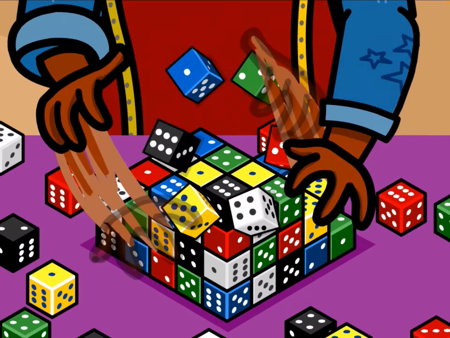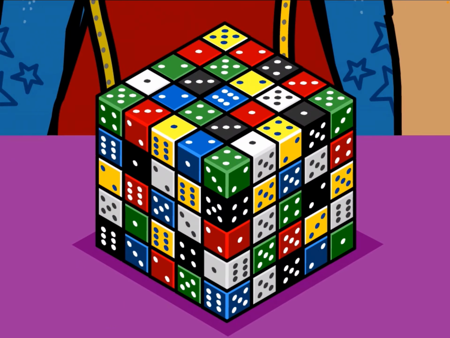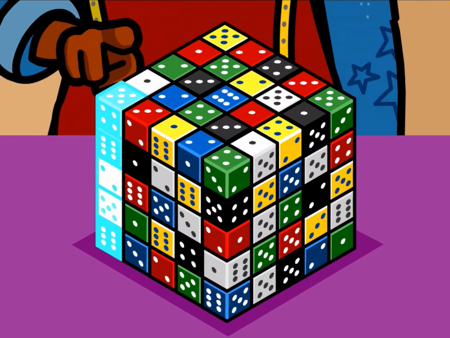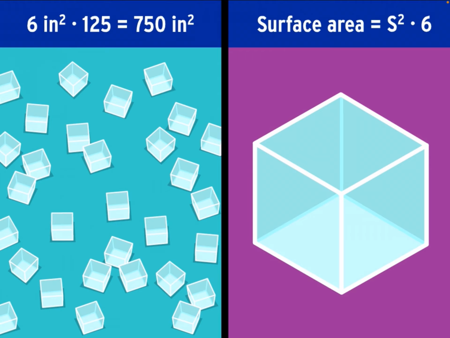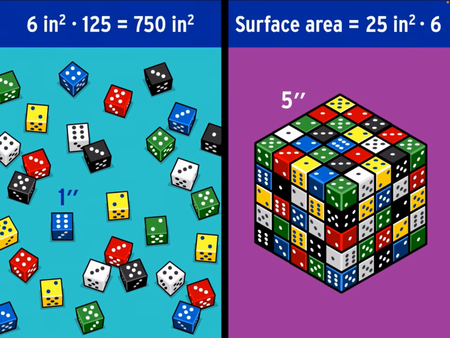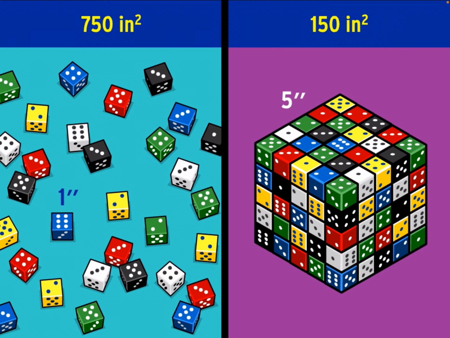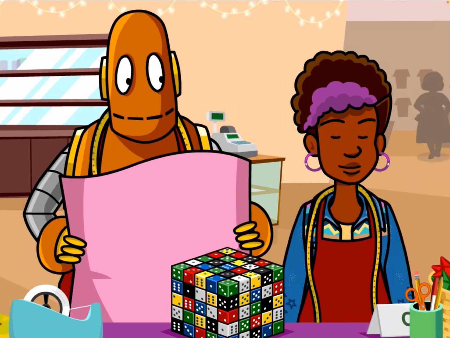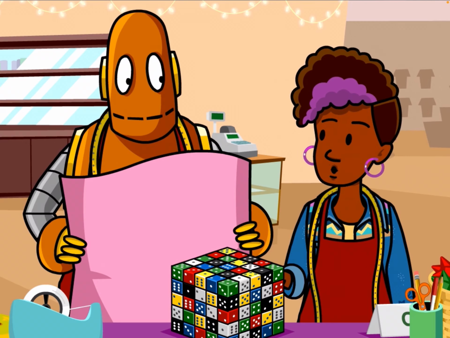How about we arrange all of the dice together into one big 5 by 5 by 5 cube? Fewer surfaces exposed means less surface area, which will save us on paper. Each face of the cube is 25 square inches times 6 sides for a total of 150 square inches. That's only 1/5 the paper we need to wrap each die individually. Yep, a small sheet will do the job.